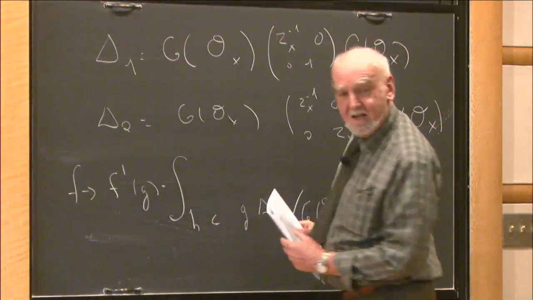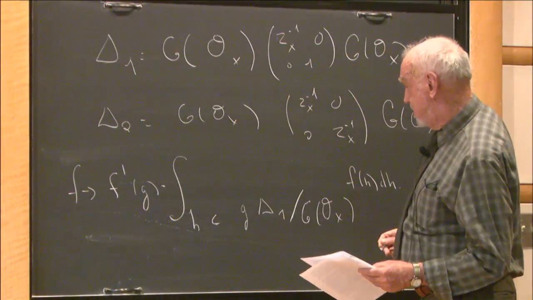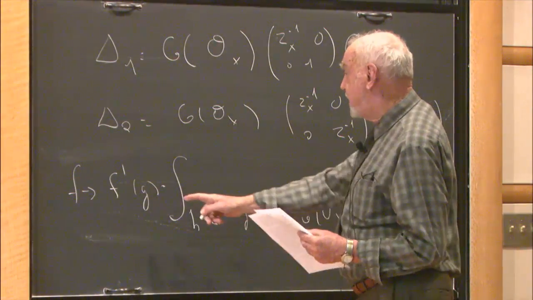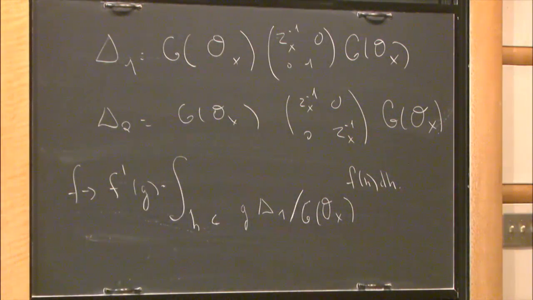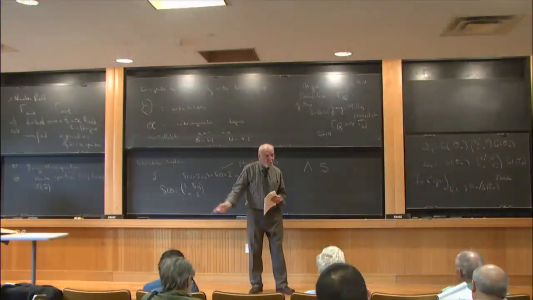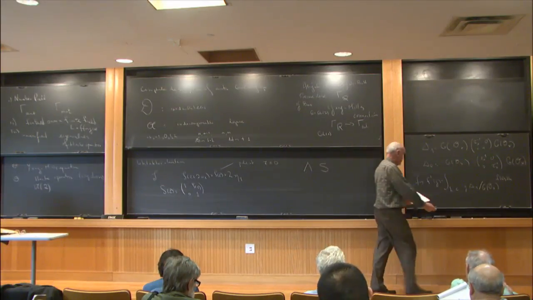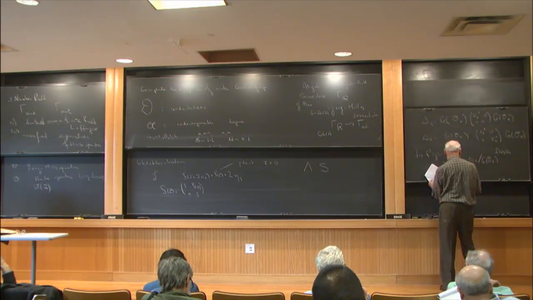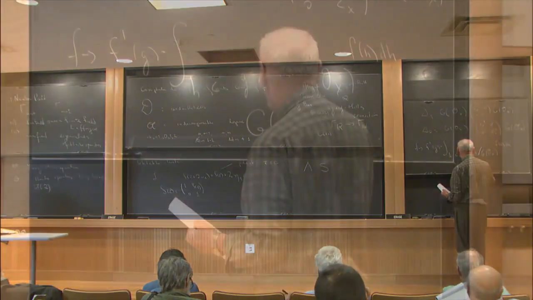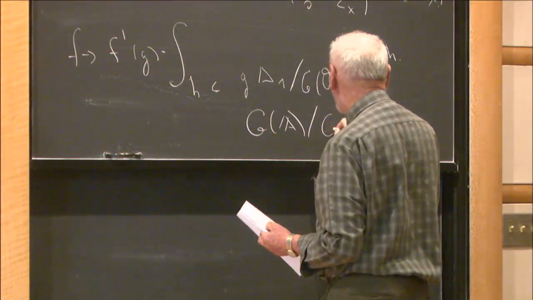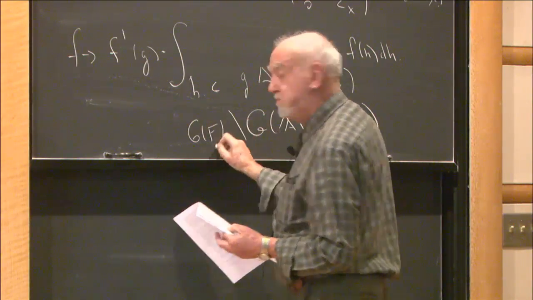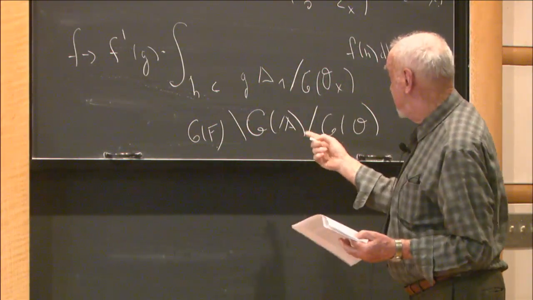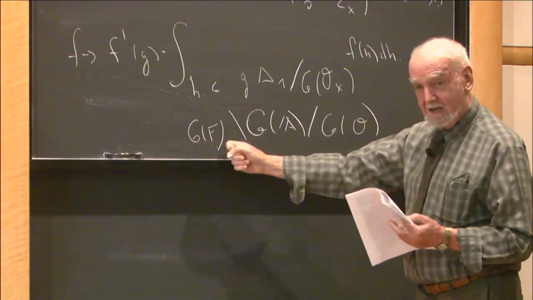Could you just remind me, what's the G there? Where does G range? Yeah, these functions are functions on Bun G. Okay. So Bun G, I remind you, is of course G of A over G of O divided by G of F, right? So the 2x2 matrices, and I divide out this side, I divide out that side.